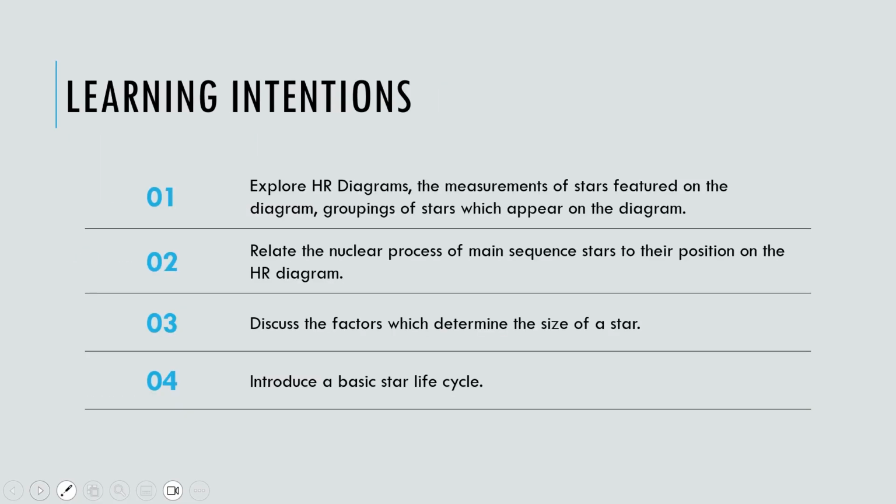So in order to get through all of that, we're going to look at HR diagrams and the measurements that feature on those diagrams. We're going to look at some of our nuclear processes like the CNO cycle and the proton-proton chain and see how that can be reflected in the position of stars on the HR diagram. We'll have a look at why stars come in different shapes and sizes and talk briefly about some of the key ideas that dictate the life cycle of the star.